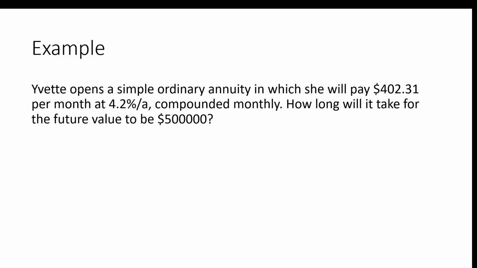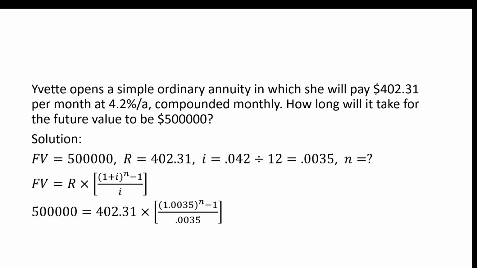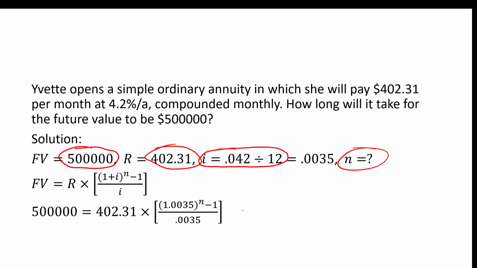$402.31 per month at 4.2% per annum compounded monthly. She wants to know how long it'll take her to have a value of $500,000. So in this case, what we do is we say, okay, our future value is 500,000. Our regular payments are $402.31. Our I value will be 0.042 divided by 12, and N is unknown. So we plug everything into our trusty formula.